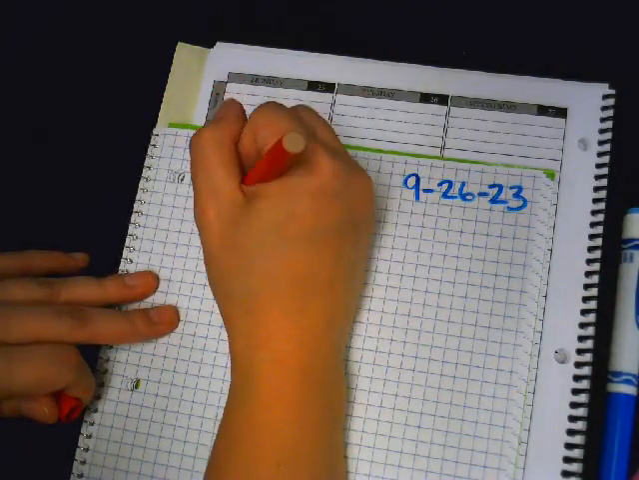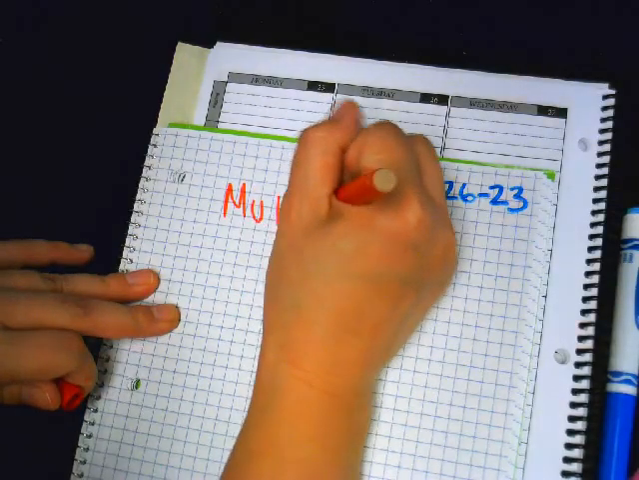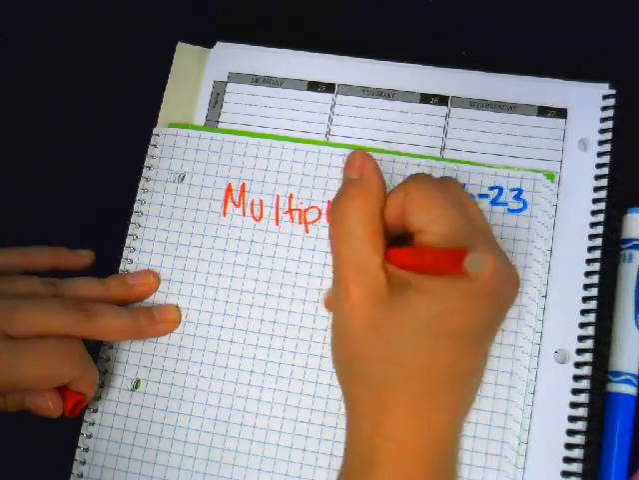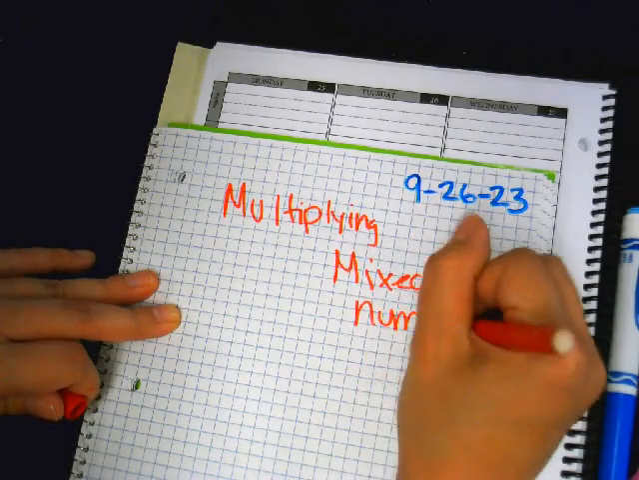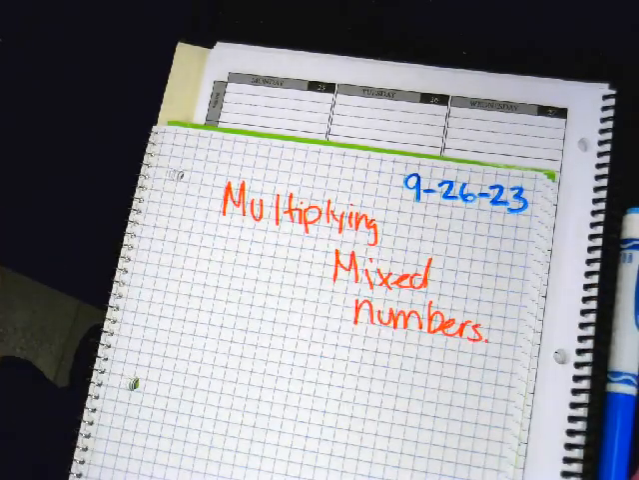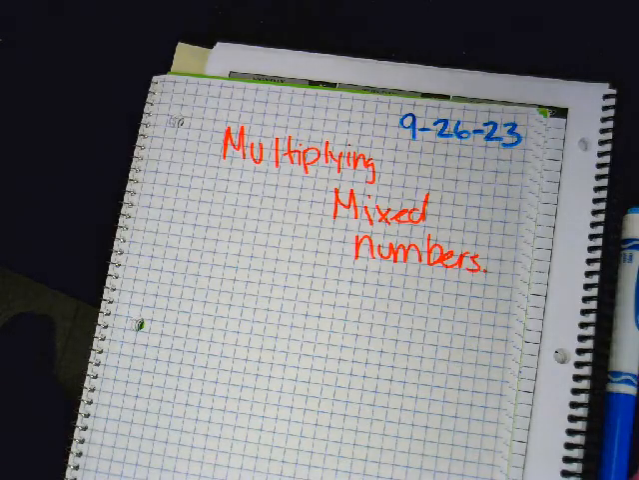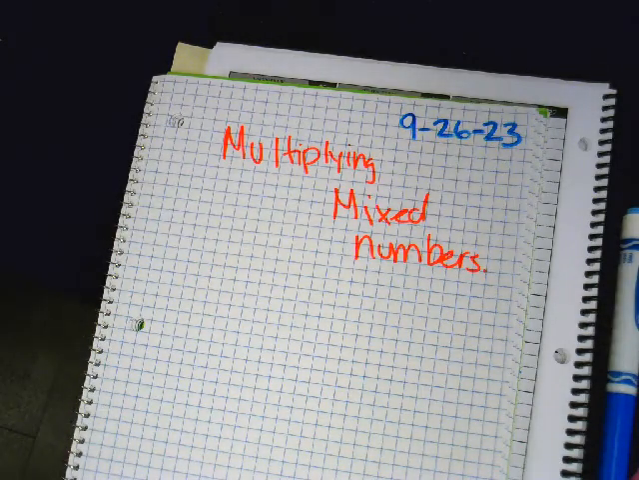We're going to be multiplying mixed numbers. Multiplying mixed numbers. Multiply mixed numbers.